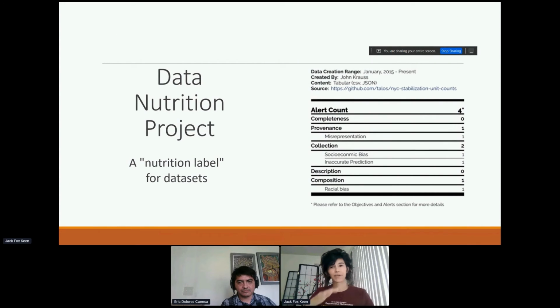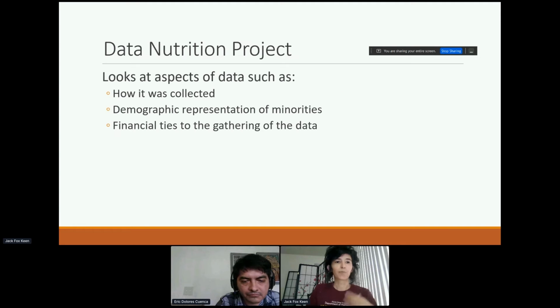And so there's a couple of ways that people are trying to address this. One of these is the Data Nutrition Project, which basically creates a quote unquote nutrition label for data sets. Here you can see the little nutrition label says completeness, provenance, collection of socioeconomic bias, inaccurate prediction, description, composition, racial bias. Essentially, when you break it down, what it's looking at is different aspects of data, such as how it was collected, demographic representation of minorities, and financial ties to gathering the data.